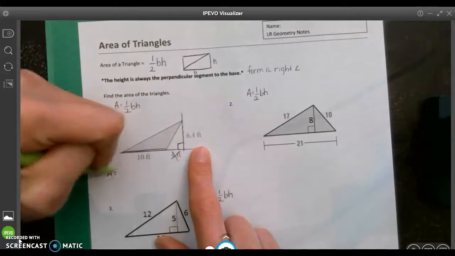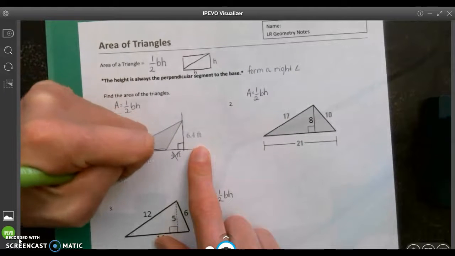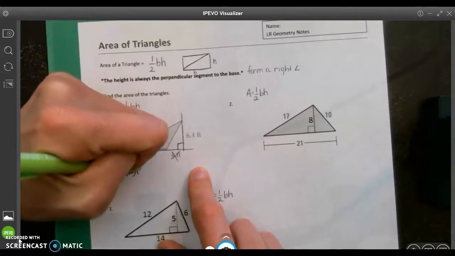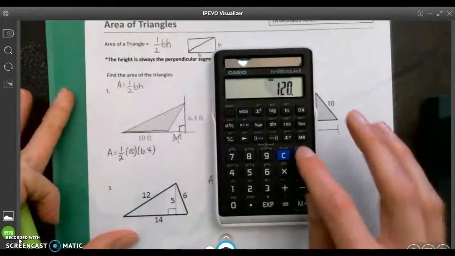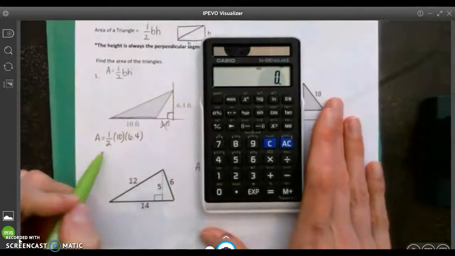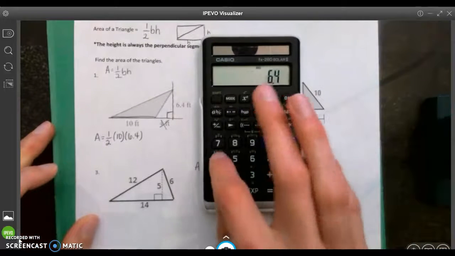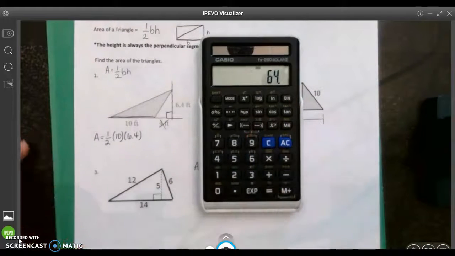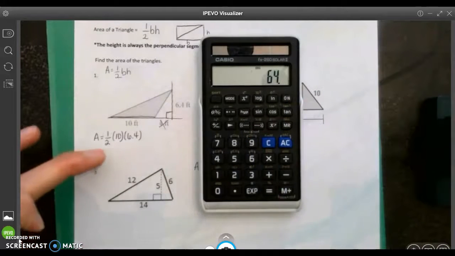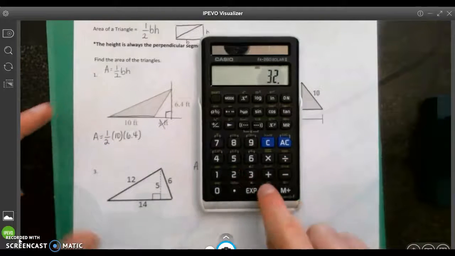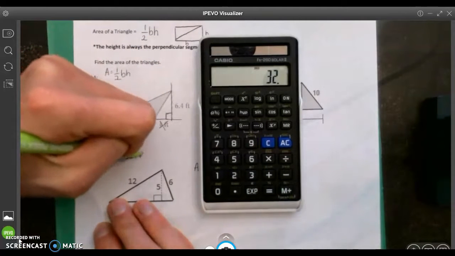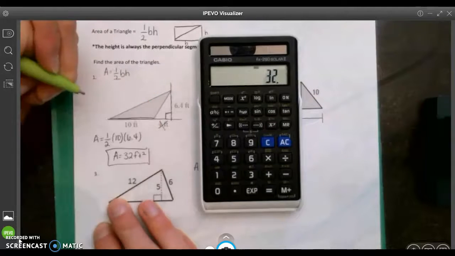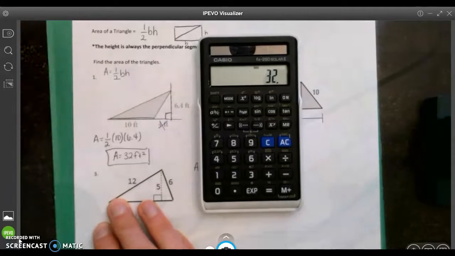So area equals 1/2 times base times height, 10 times 6.4. So the way I usually do this in my calculator is I kind of work backwards. 6.4 times 10 equals 64. And then half of that, so I divide by 2, is 32. So my area here is 32 feet. Again, I'm going to square it because it's area, because feet times feet is feet squared.